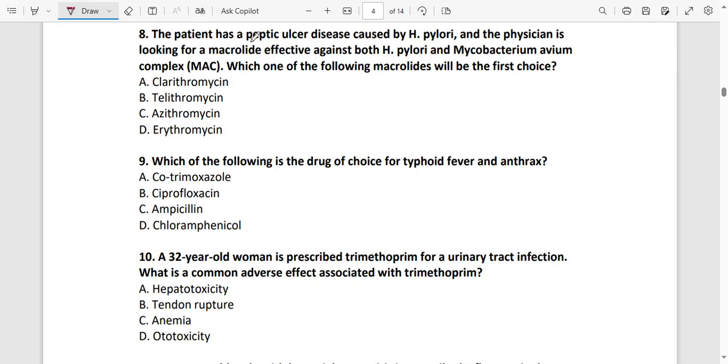The patient has a peptic ulcer disease caused by H. pylori, and the physician is looking for a macrolide effective against both H. pylori and Mycobacterium avium complex. Which of the following macrolides will be the first choice? Clarithromycin, telithromycin, azithromycin, erythromycin. Anyone that can help with this?